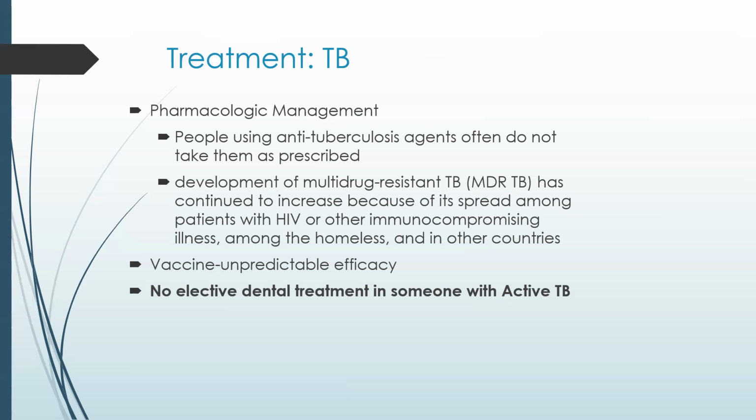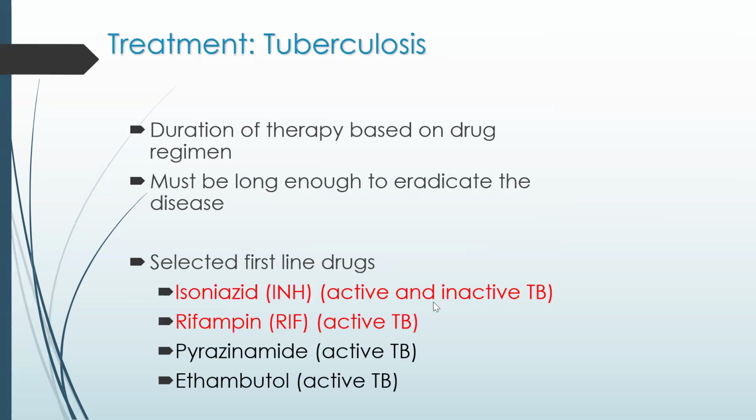the spread amongst people that are at higher risk, immune compromised, among the homeless. There can be higher rates in other countries, so with immigration, possibly it brings in new cases of tuberculosis. Vaccine efficacy is unpredictable. There's really not a tuberculosis vaccine that I am aware of. If somebody has active TB or signs or symptoms of TB, absolutely do not treat them in the clinic. Duration of therapy is based on a drug regimen and must be long enough to eradicate the disease.